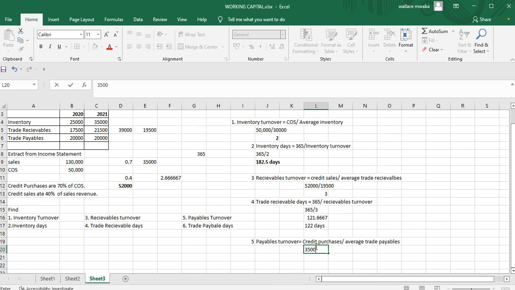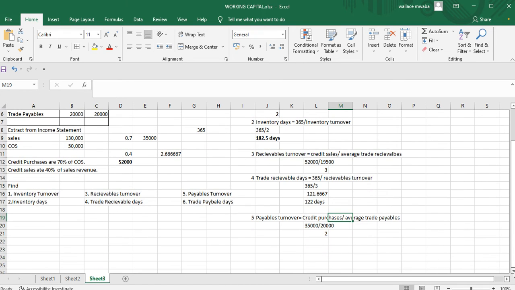So say 35,000 divided by 20,000. 35,000 divided by 20,000 is 1.75, which we can round off to 2. Okay, we can round it off to 2. So basically we pay our suppliers twice.